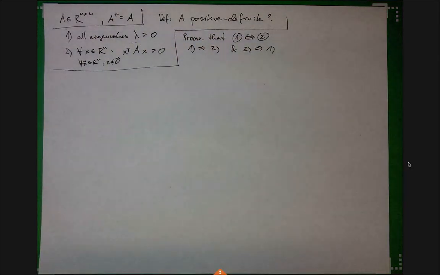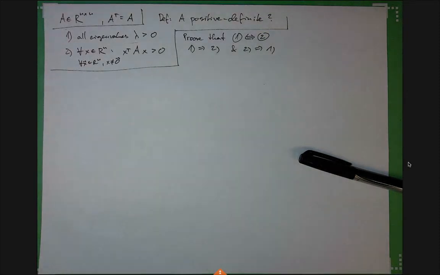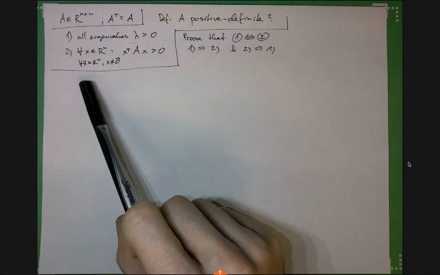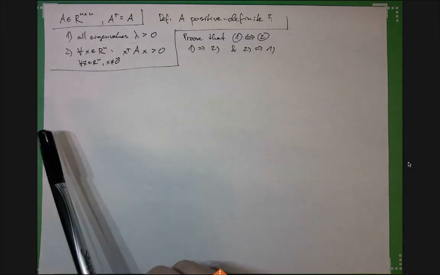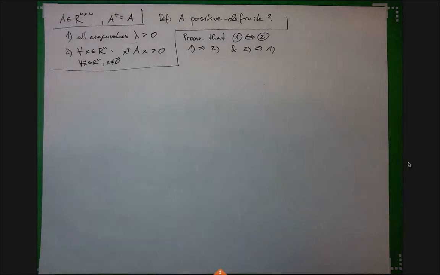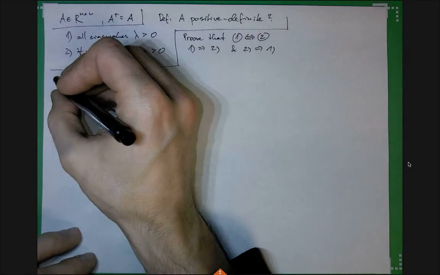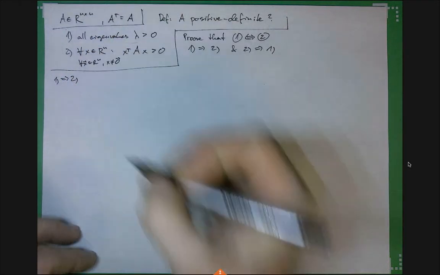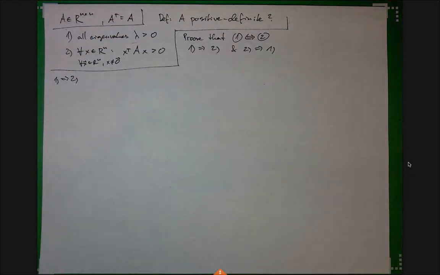Okay? Yep. So for the first direction, you can write the definition of the eigenvalues and then the eigenvector. So you have Ax equal to lambda x. Yeah, okay, let's first give everybody a second to think about that. Right. So let's talk about how we prove that 1 implies 2. Okay, so you can go ahead.